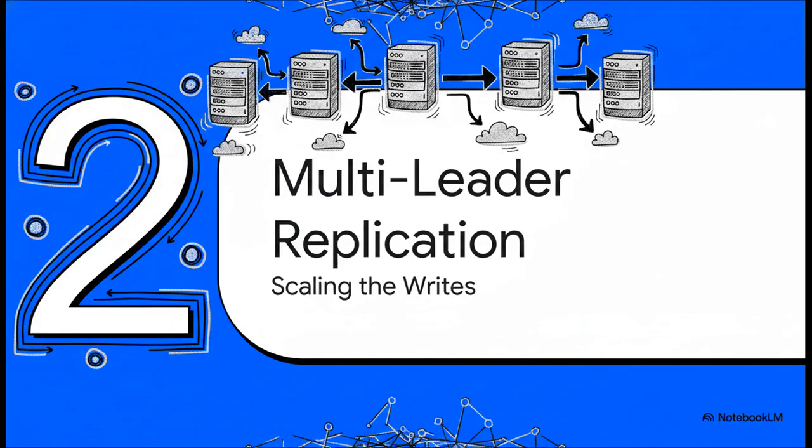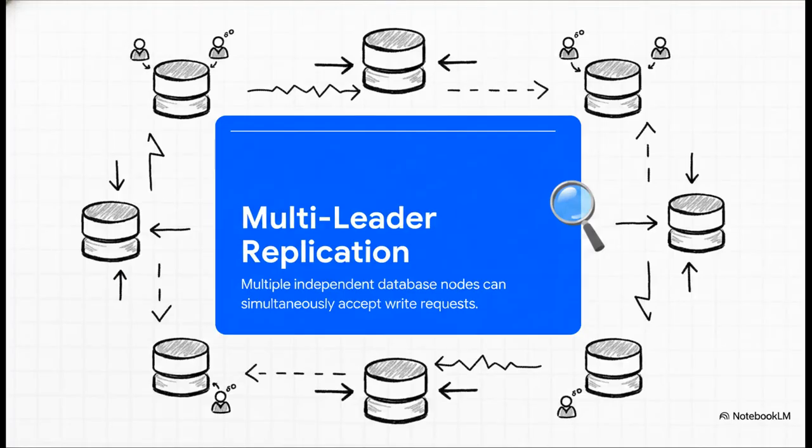Moving on to Part 2. Enter multi-leader replication, scaling the writes. Multi-leader replication, which you'll also hear called active-active replication, is this clever architectural setup where multiple independent database nodes are given the authority to simultaneously accept write requests.